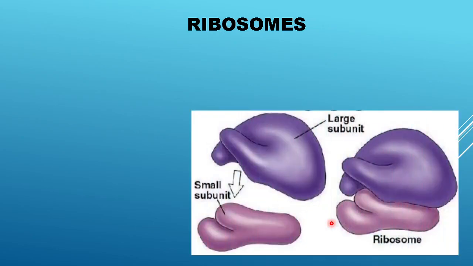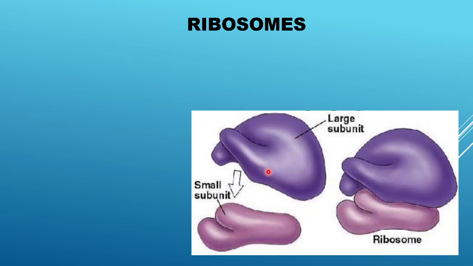Then the next organelle we move to is ribosomes. All of you are familiar that ribosomes are cell organelles which do not have a membrane. It is membraneless and it is responsible for protein production. So here you have the ribosome structure.